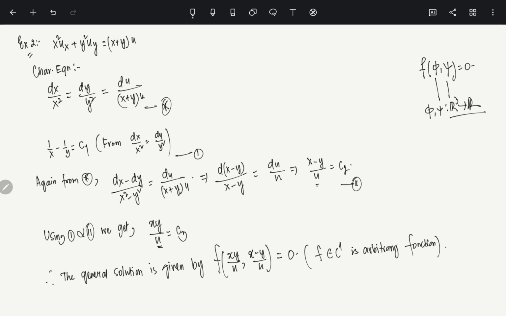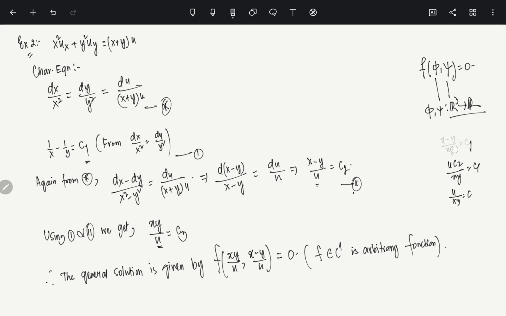Please understand this. This is a general solution. You can write it in many different ways, right? It's not like this is the only way we can write it. This is how we wrote it, but you can just use this one and write it. You can use 1 and 2 and write it like, let's say, from 1 you get (x minus y) by xy equals C1, right? So here, (x minus y) is u times C2, so u times C2 by xy equals C1. So basically you get u by xy equals C. This is the same thing, right?